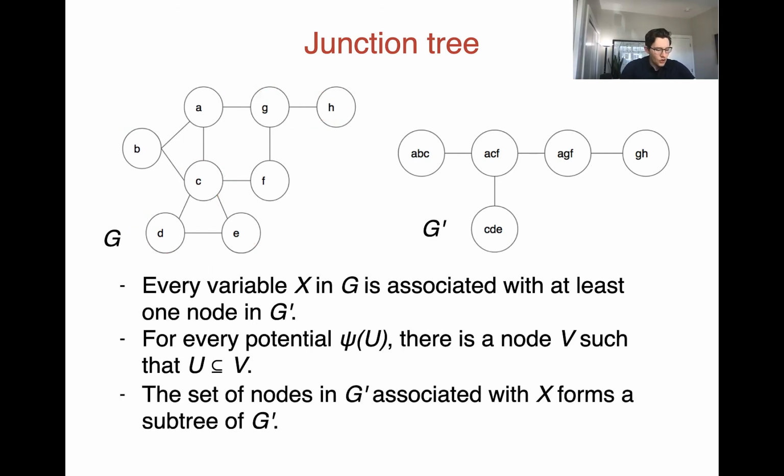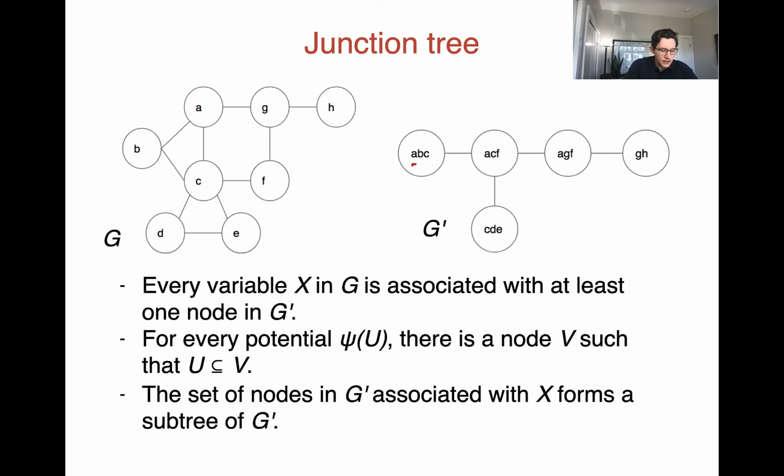Third, the set of nodes in G' associated with some variable x has to form a subtree of G. That is to say, for every variable in our original graph, let's take A, we said that it has to be associated with at least one node, so there has to be some subset of nodes in G' associated with A. Let's find those.